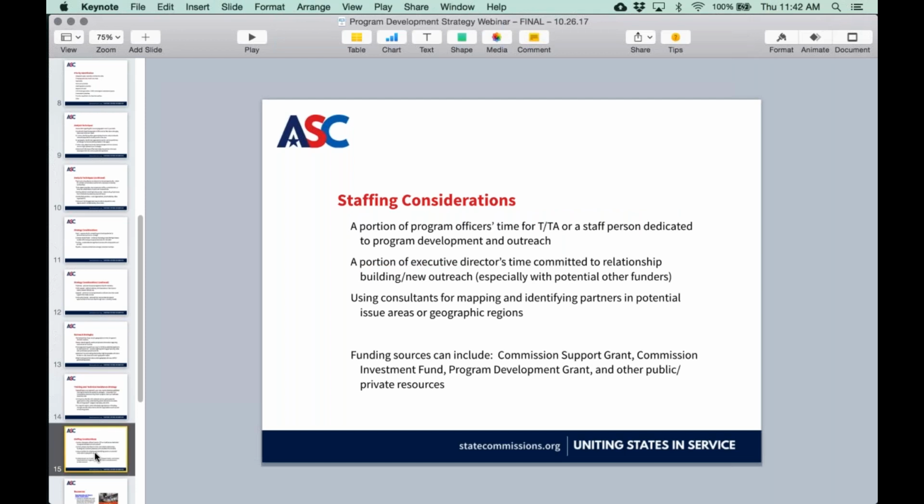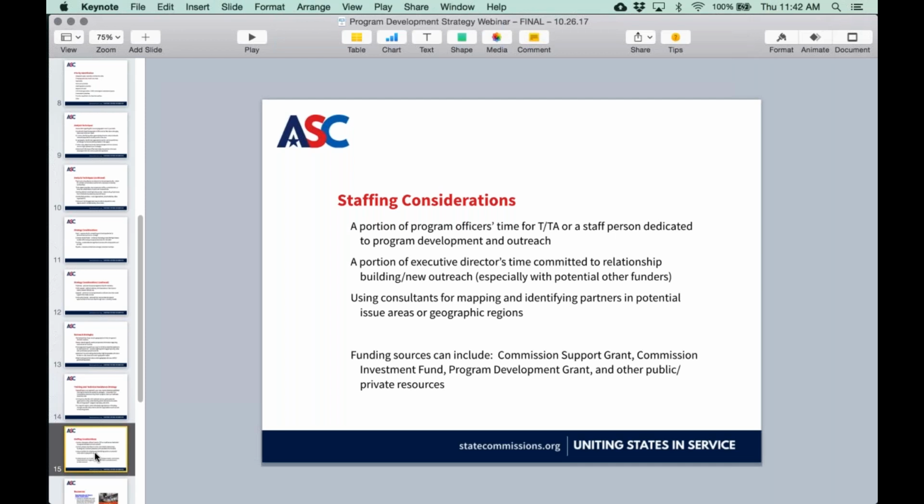So in talking about all of this, one of the things we haven't talked about yet, and is really important, is that you can spend a lot of time and energy on program development. It can be very consuming, and that can be a really positive thing. But obviously, we know that state commissions have a lot of other work you're responsible for as well. So I think it's really important for you to right-size your approach to program development to the resources that you can dedicate to it. That really comes down to the staffing consideration as well.